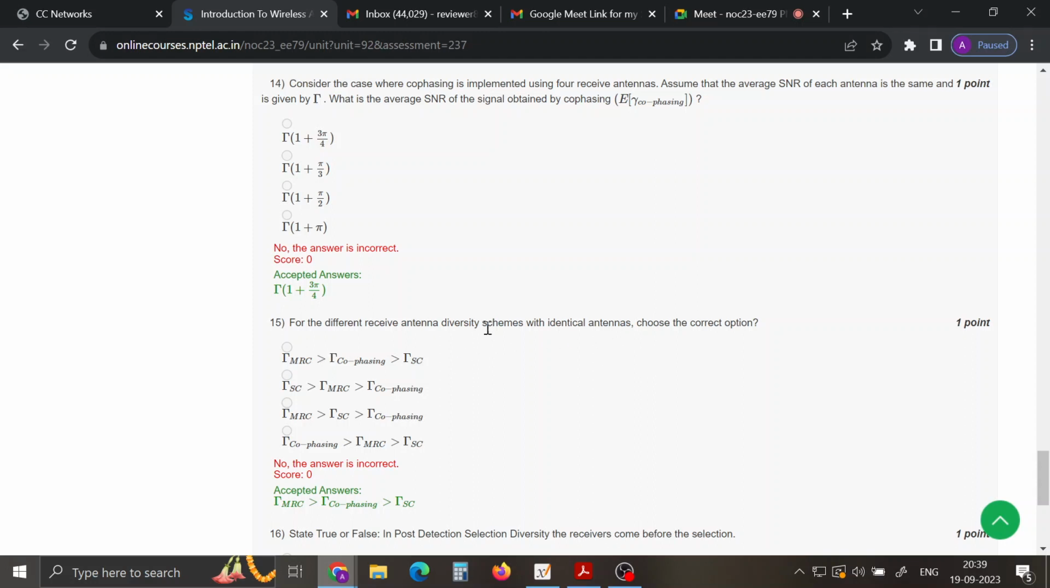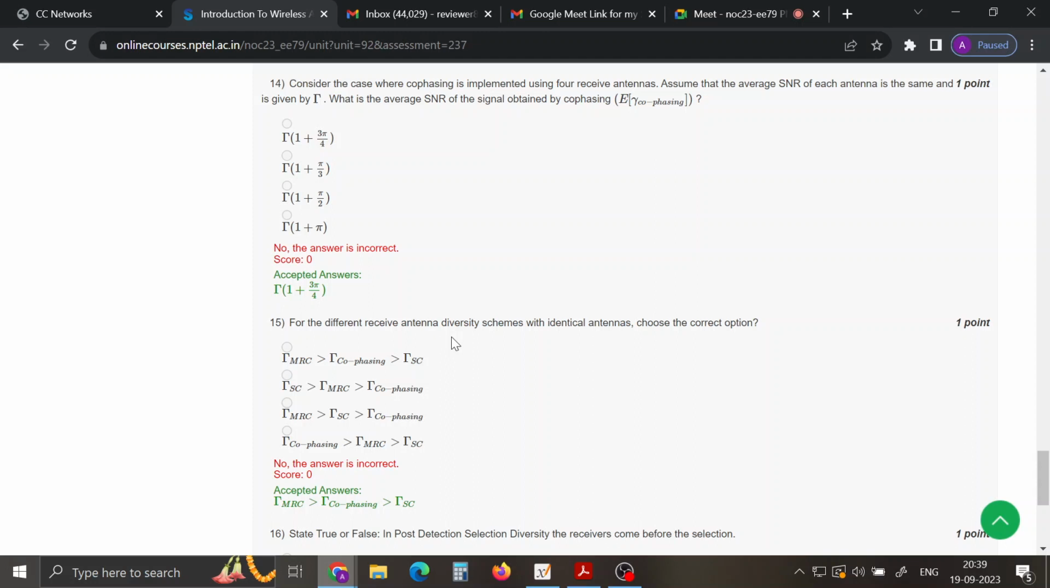So this is the general trend for a fixed number of antennas. We will have to take different values of diversity, but the same for all, the same number of antennas for the three diversity schemes: MRC, co-phasing, and selection combining. The pattern is that MRC performs the best, followed by co-phasing, followed by selection combining. This was discussed in the lectures also.